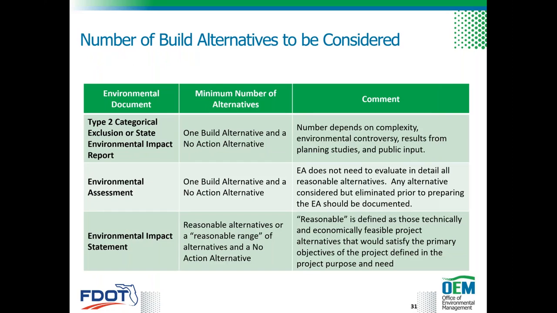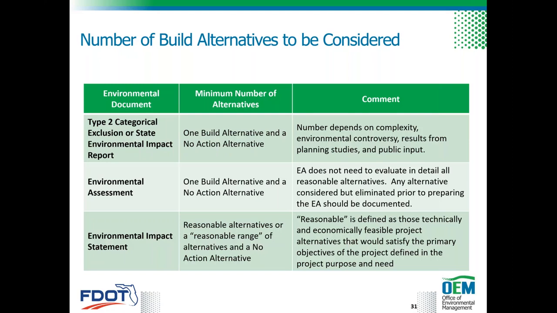So the number of build alternatives analyzed during the PD&E study depends on the size and the complexity of the project. And here on this table, the number of alternatives required are listed per class of actions. For example, for a type 2 CE or for SEER, the minimum number of alternatives required is 1 build alternative and one no build.